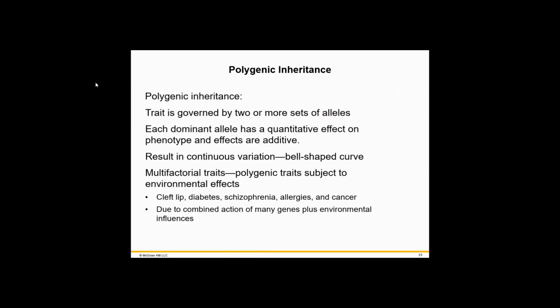Poly means many, and so this is polygenic inheritance. This is when a trait is governed by two or more sets of alleles, and each dominant allele has a quantitative effect on a phenotype, the physical appearance of it. If you graph this, you're going to get a bell-shaped curve. There are also environmental effects that go into a lot of these polygenic inheritance traits.